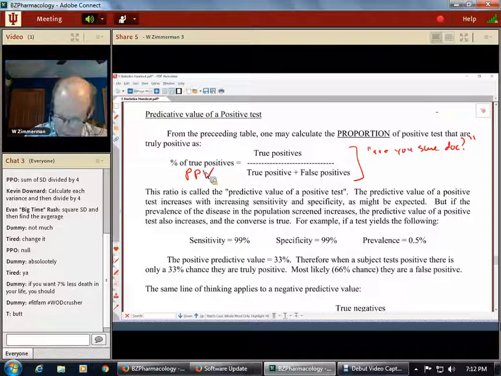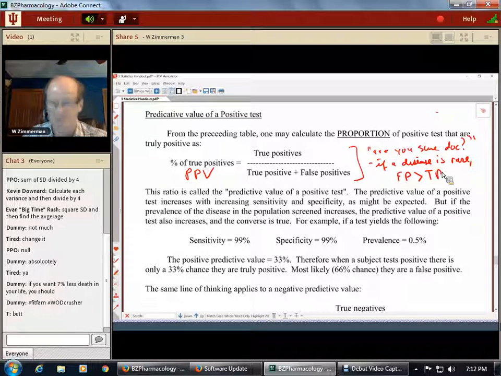For example, I'll back up here. If a disease is rare, you may easily wind up in a situation where false positives are greater than true positives, even though you've got good sensitivity and good specificity. That can happen. And if you've got more false positives than true positives, you told the person, yeah, sure, this test has a high predictive value. You need to know what the prevalence of the disease is in the people it is being tested in.